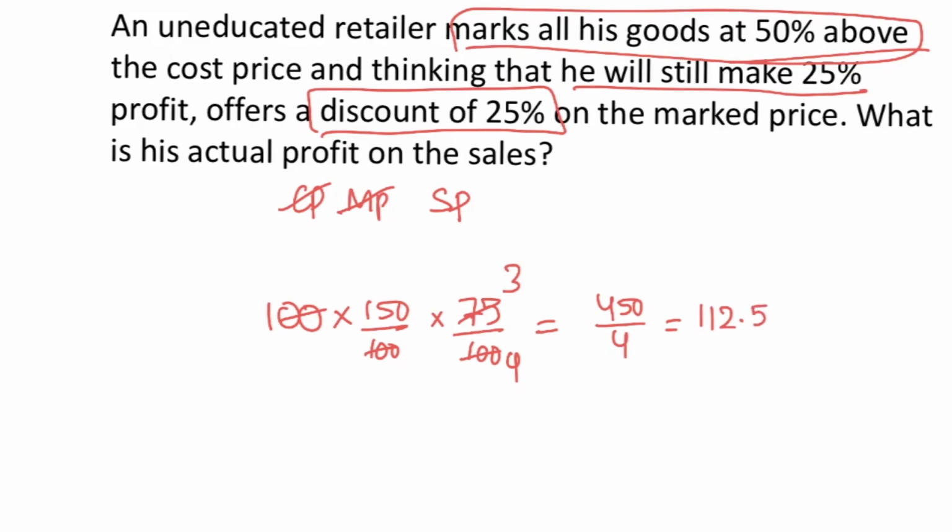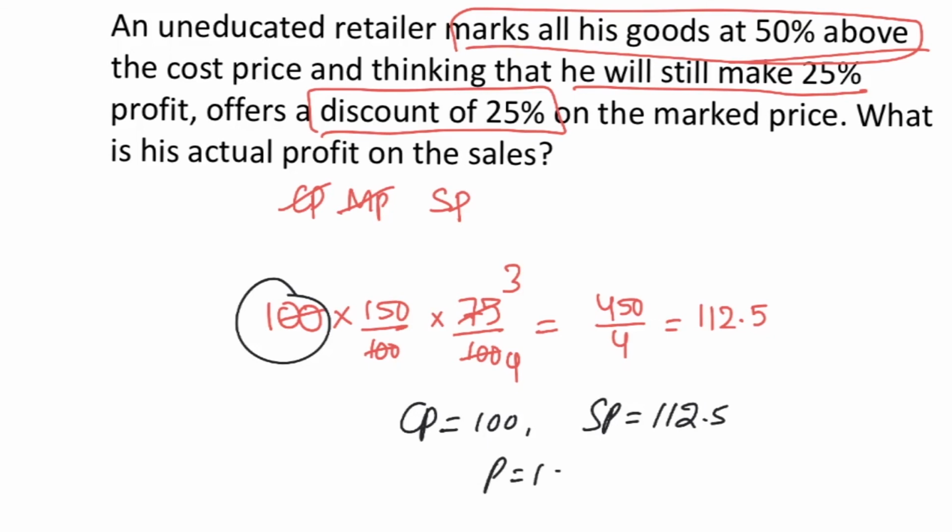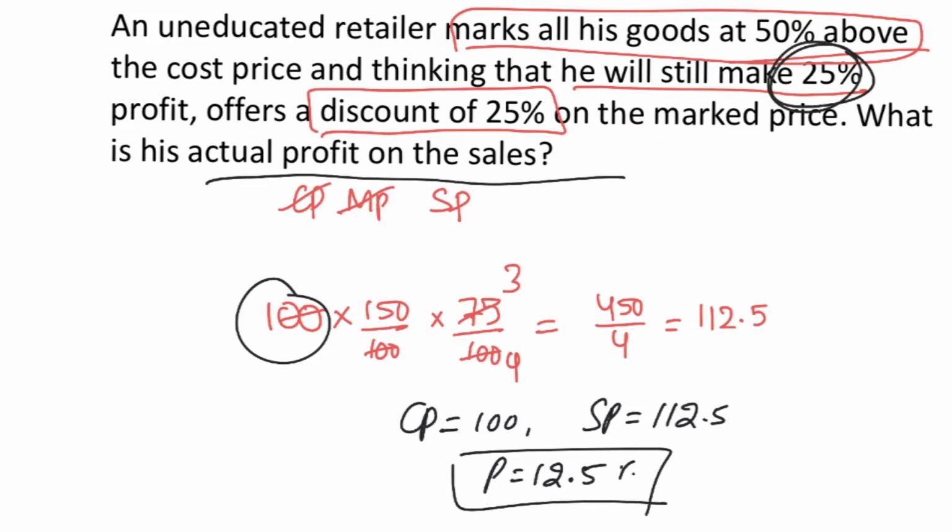112.5%. 112.5 rupees. So if the cost price is 100, selling price is 112.5, there is a profit of only 12.5%, but he assumed he would make 25%. So his actual profit is 12.5%. Got it?